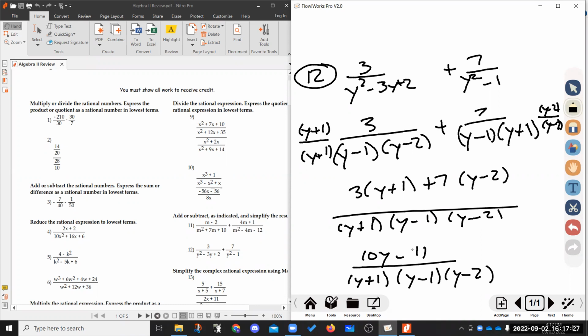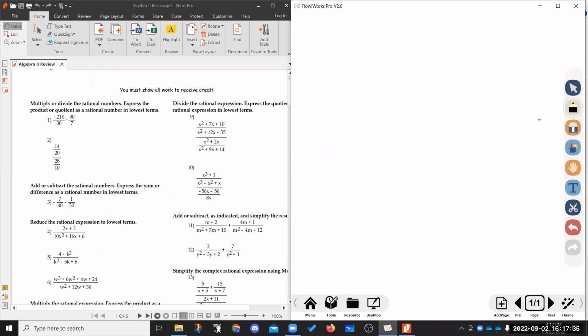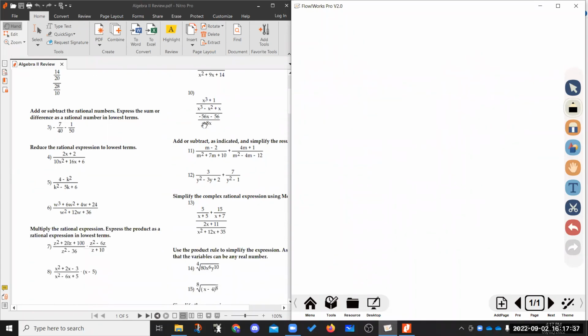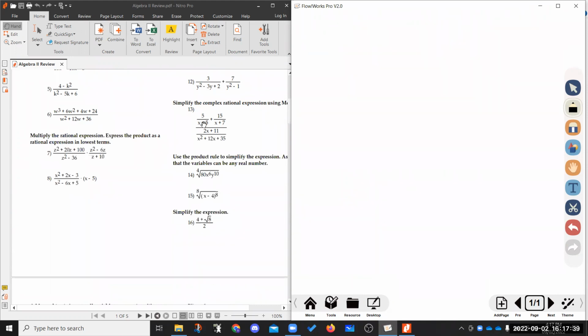Always make sure, though, that when you add or subtract fractions, your numerator can't factor and cancel out with something in your denominator. Make sure you're writing your answer in lowest terms. Number 13.